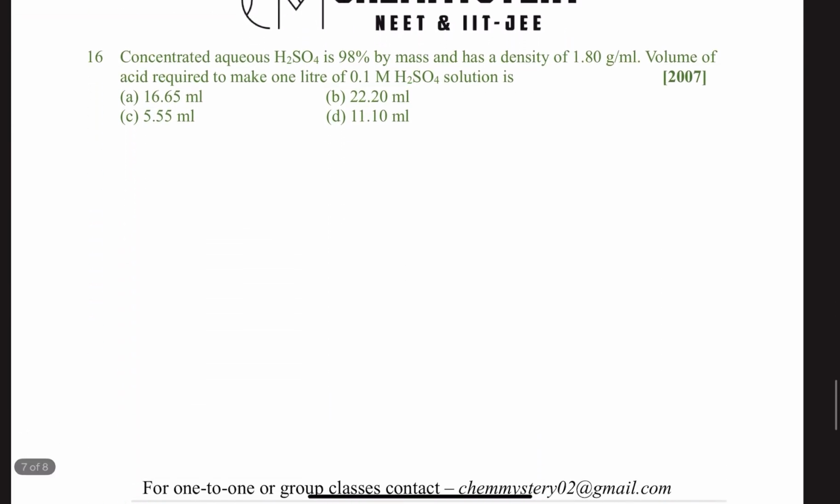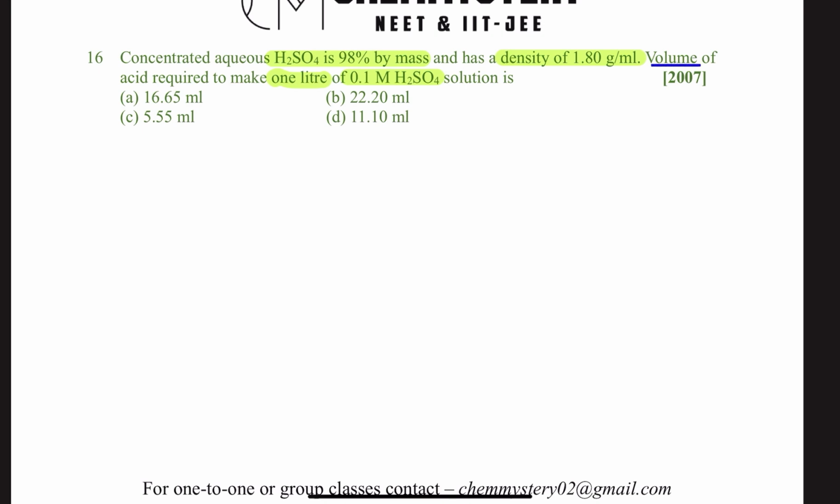Next one. Concentrated aqueous H2SO4 is 98% by mass. Okay, again this information is given. H2SO4 is 98% by mass and has a density, given to you as 1.80 gram per ml. Volume of the acid required to make 1 liter. How much do you have to make? 1 liter of 0.1 molar H2SO4 solution. What you need to find is the volume. How much volume do you require?